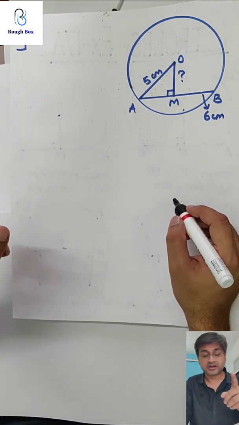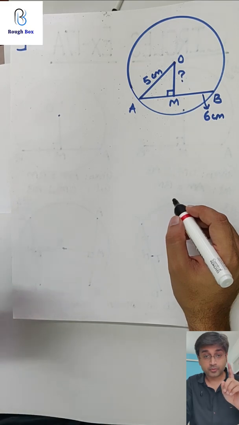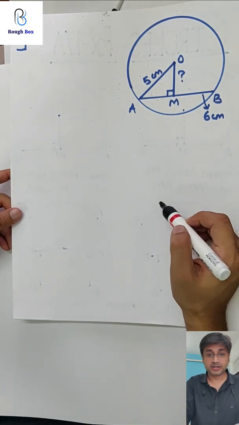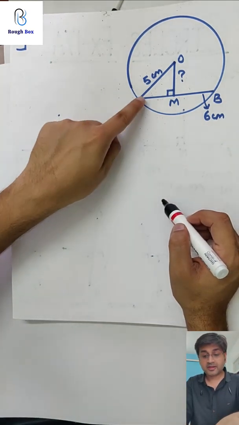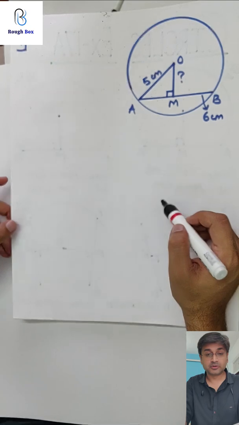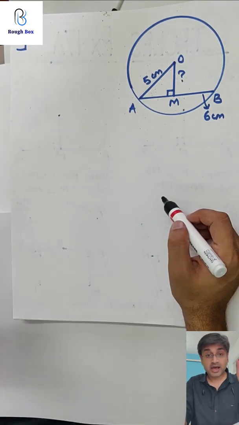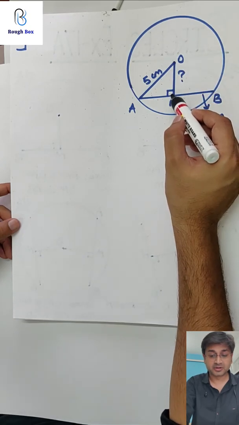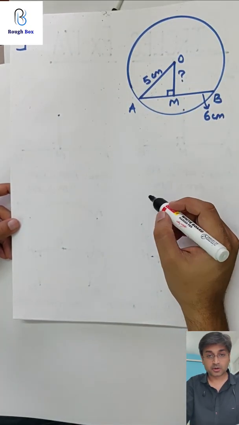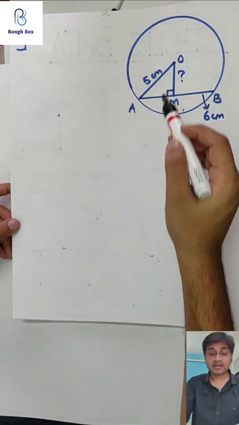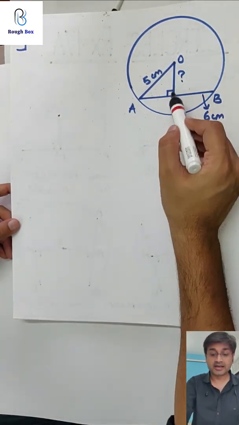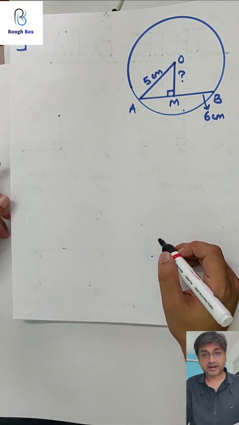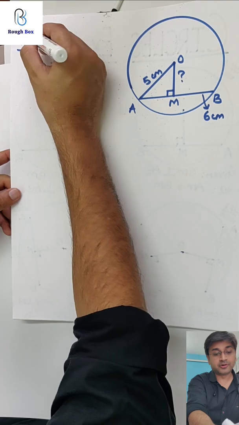So listen to the steps, you can write along with me. Step 1, we will say OM perpendicular to AB, given. Step 2, therefore AM is half of AB equals half of 6 equals 3. And write the entire reason. Perpendicular drawn from the center of the circle to the chord bisects the chord. Write that full statement. And then the next statement, in triangle OMA, angle OMA is 90 degrees and apply Pythagoras. Alright? So come on, pause the video, try writing it on your own.